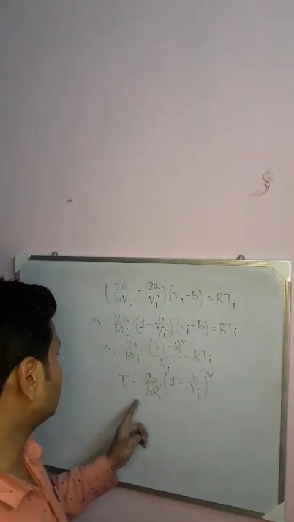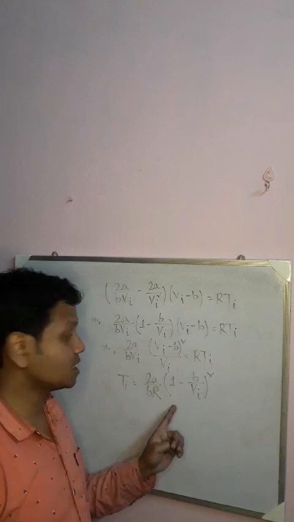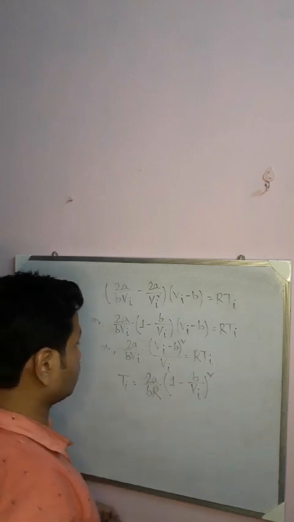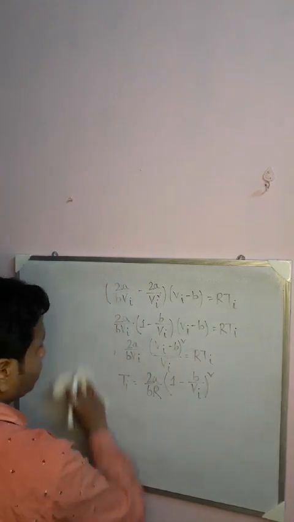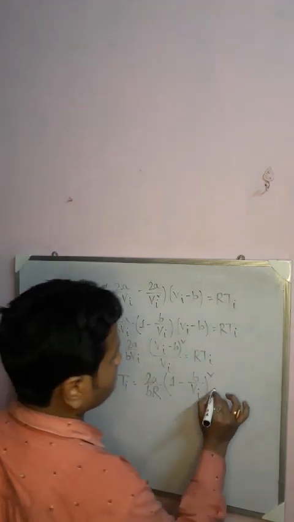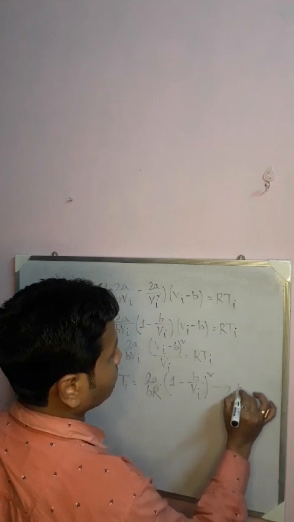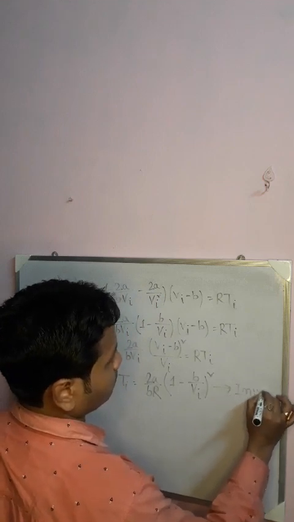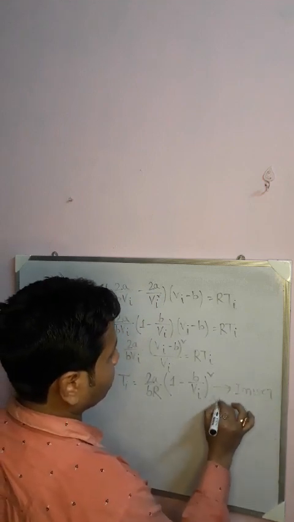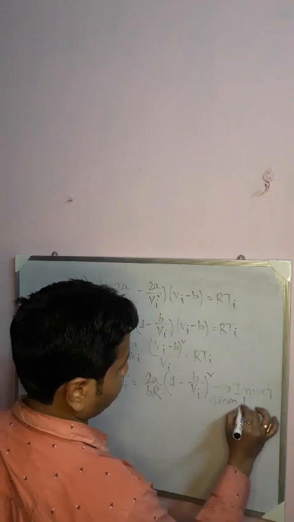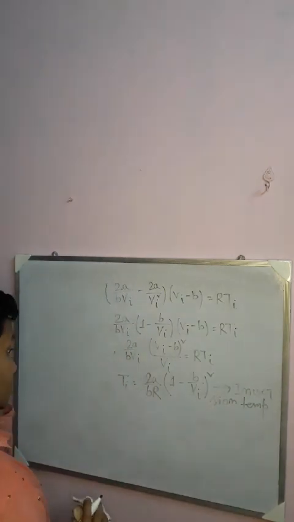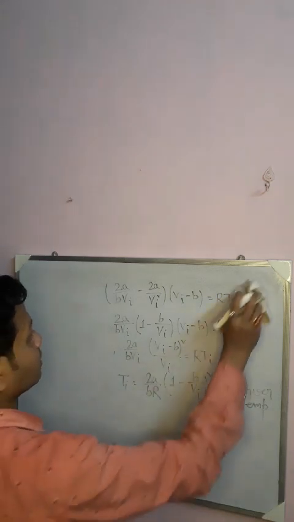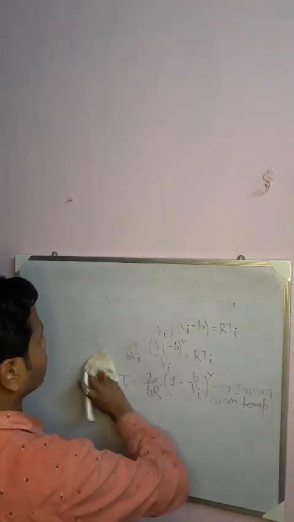Ti, this is equal to 2a by Br into 1 minus B by Vi whole square. This is the expression of inversion temperature.